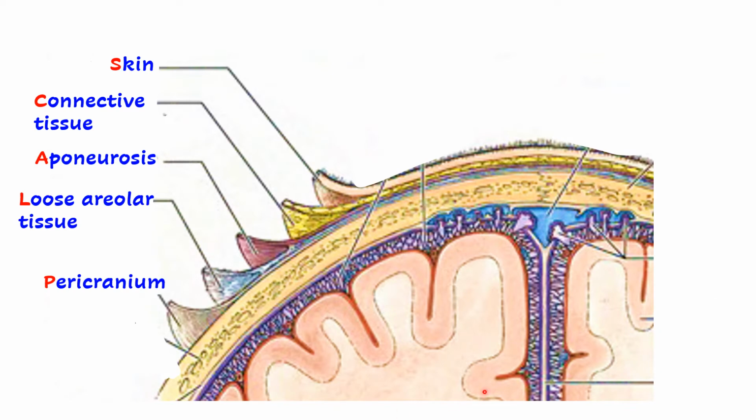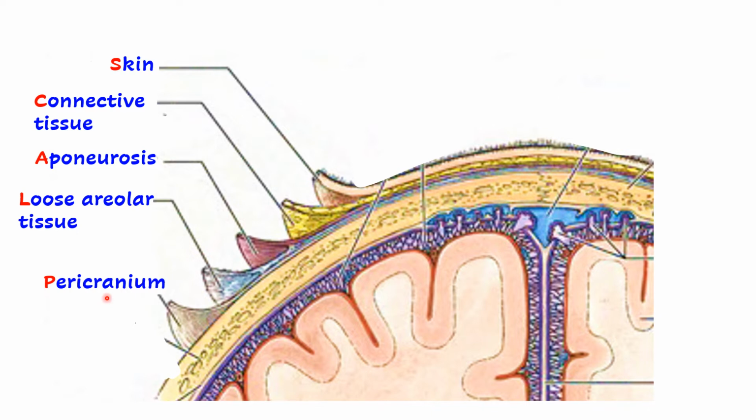So here we can see this is the brain. Then brain is enclosed in meninges, and then this is the skull bone, and outside the skull bone we have the periosteum. That periosteum itself is called the pericranium. So the deepest layer is pericranium. Then we have the loose areolar tissue. Next to that is the aponeurosis. Next is the connective tissue, also the superficial fascia of scalp, and the superficial most layer is the skin. So these are the 5 layers: skin, connective tissue, aponeurosis, loose areolar tissue, and pericranium.